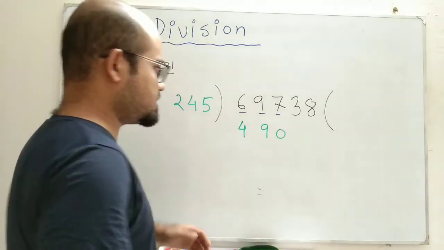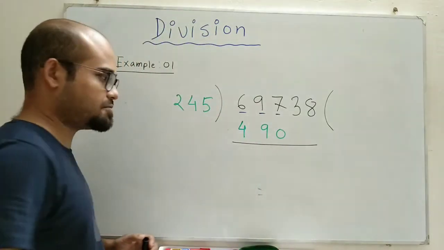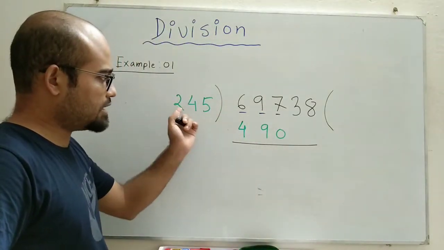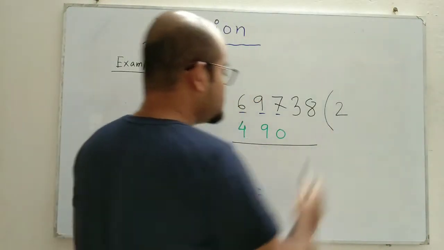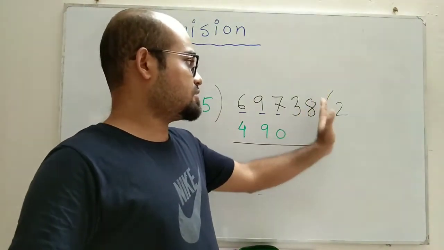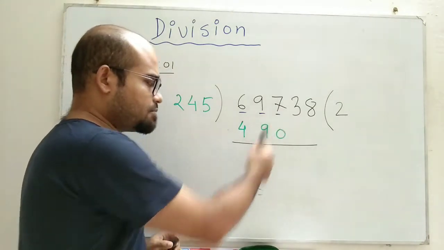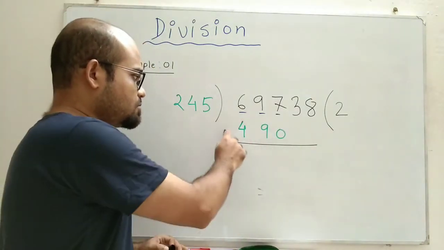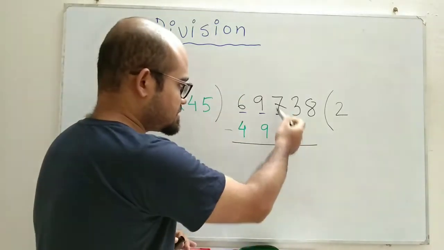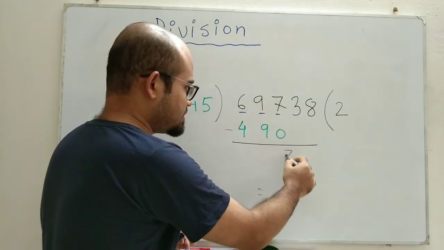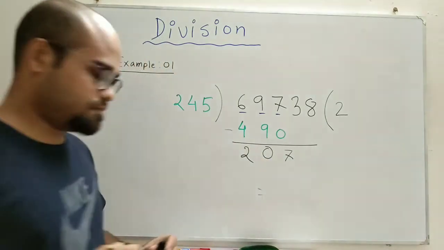After having put 490, we will have to subtract, but before that, what number when multiplied by 245 gave me 490? It's 2. We'll put 2 on the right side of the second inverted bracket. After having put 490 under 697, we will subtract 490 from 697. It's a very easy task. 7 minus 0 gives me 7. 9 minus 9 gives me 0. 6 minus 4 gives me 2.